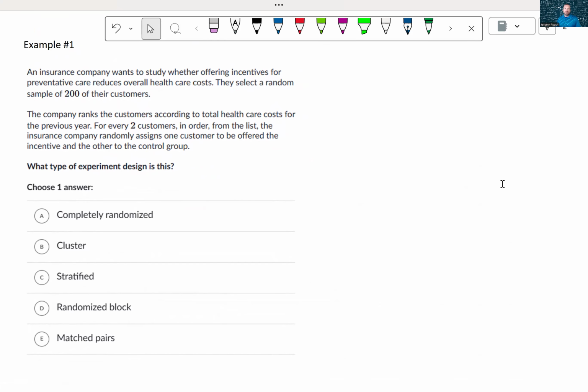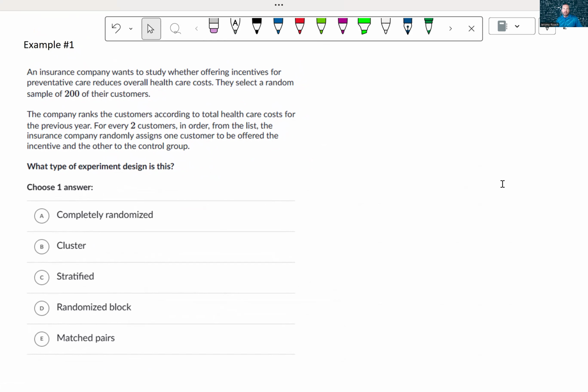It says an insurance company wants to study whether offering incentives for preventative care reduces overall health costs. So the insurance company is basically asking people to do things ahead of time medically, so that way they don't incur more medical costs. That's what that opening statement means.